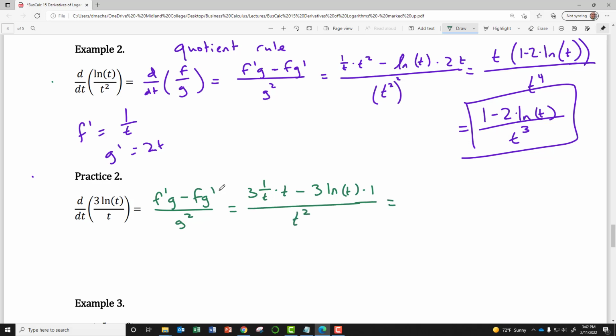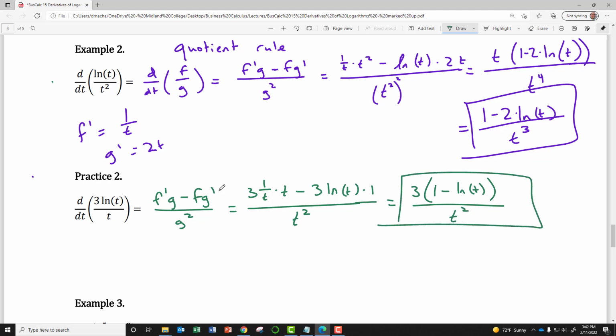Okay? I've got a 3 I can factor out in the numerator, and notice the 1 over t and t cancel. And so this is going to be 3 times 1 minus natural log t over t squared. That's your simplified answer.